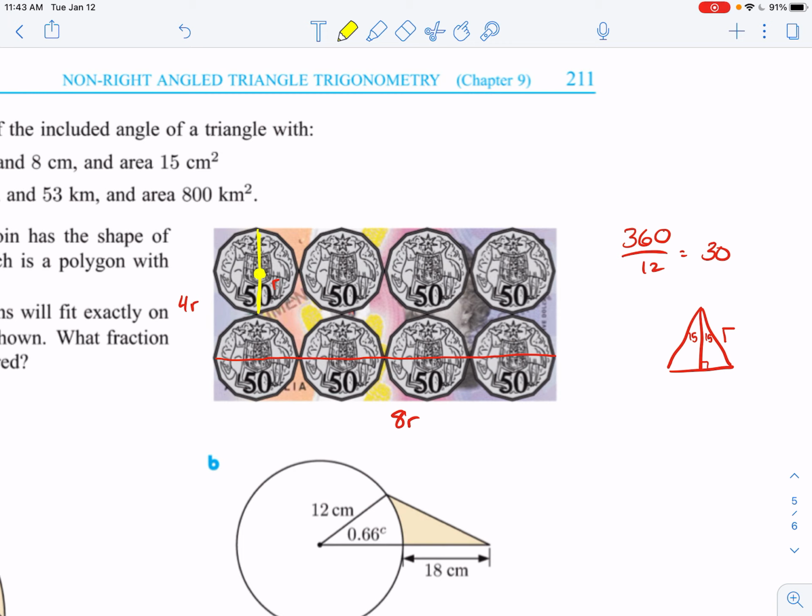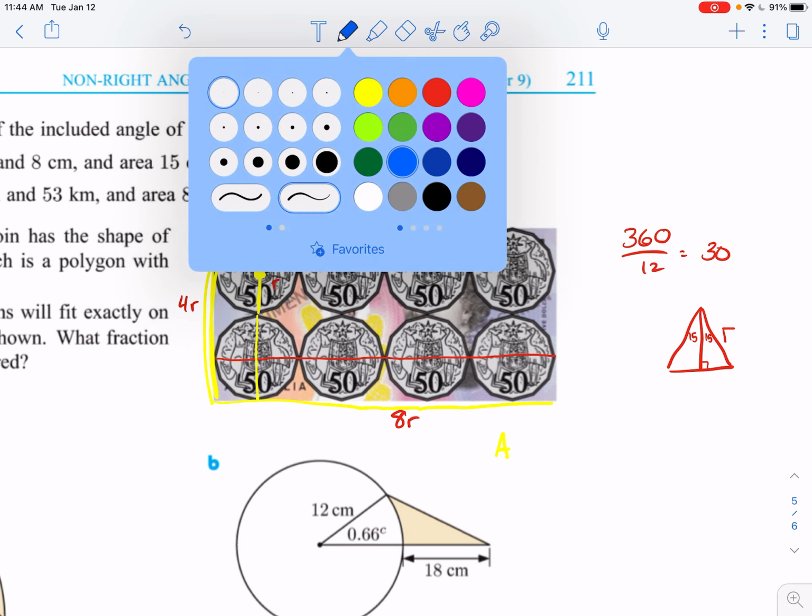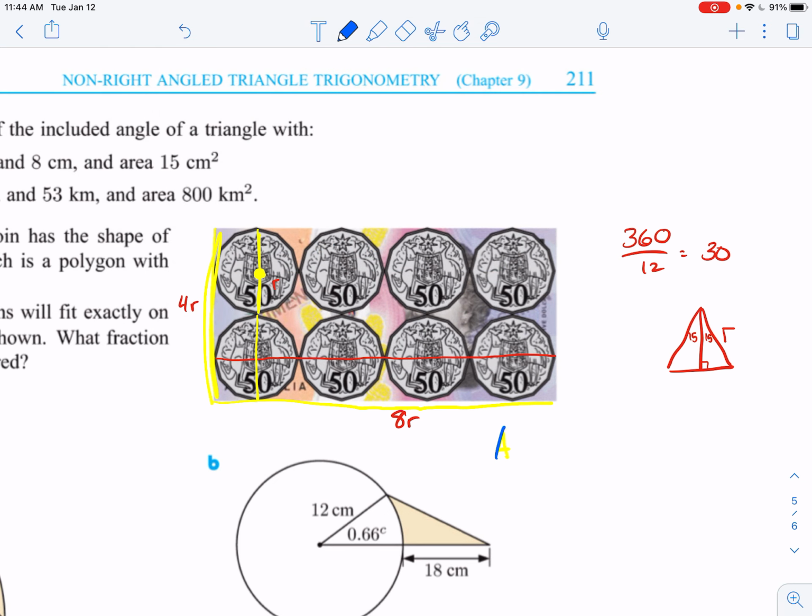If you'll notice, to get all the way across that coin, it's going to be 2r. Then there's another coin down here, so that's 2r and 2r. That means this dimension here is 4r. Likewise, going this way we have 2, 4, 6, 8, so that dimension is 8r. So the area of the rectangle is going to be equal to 32r squared.